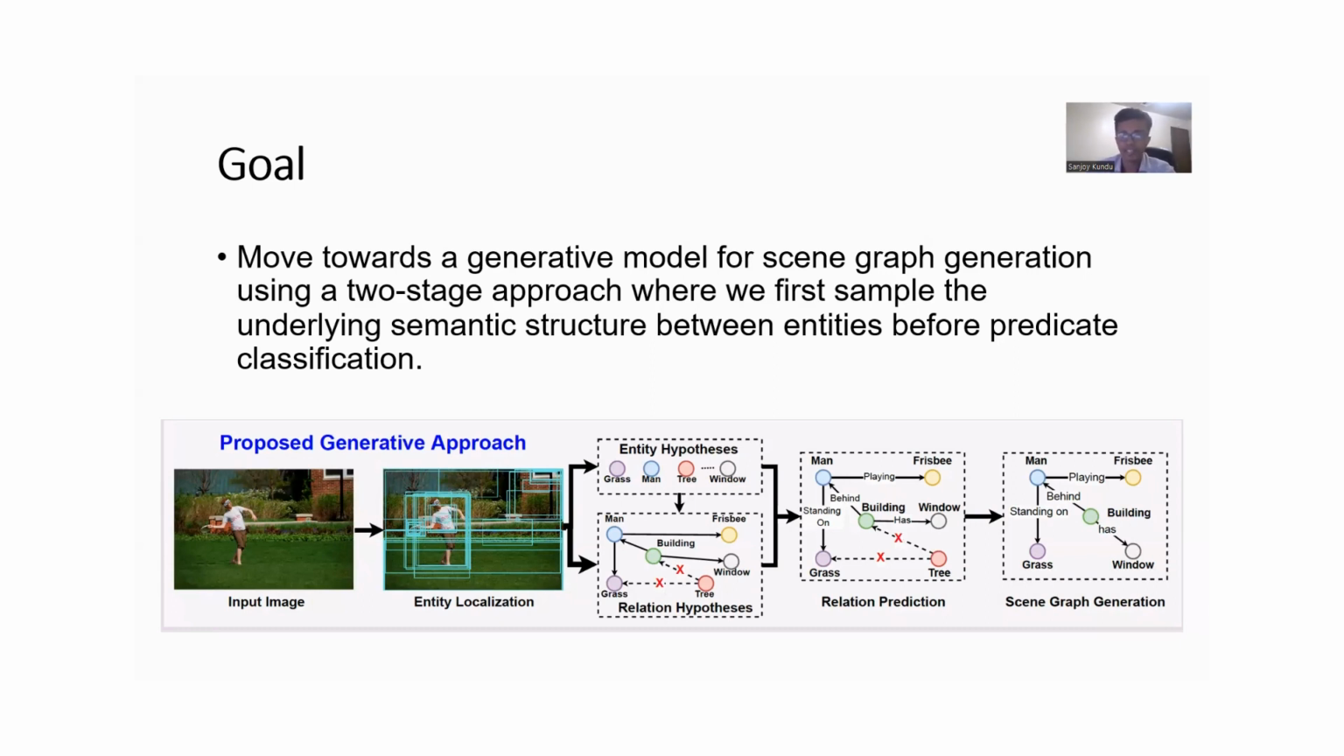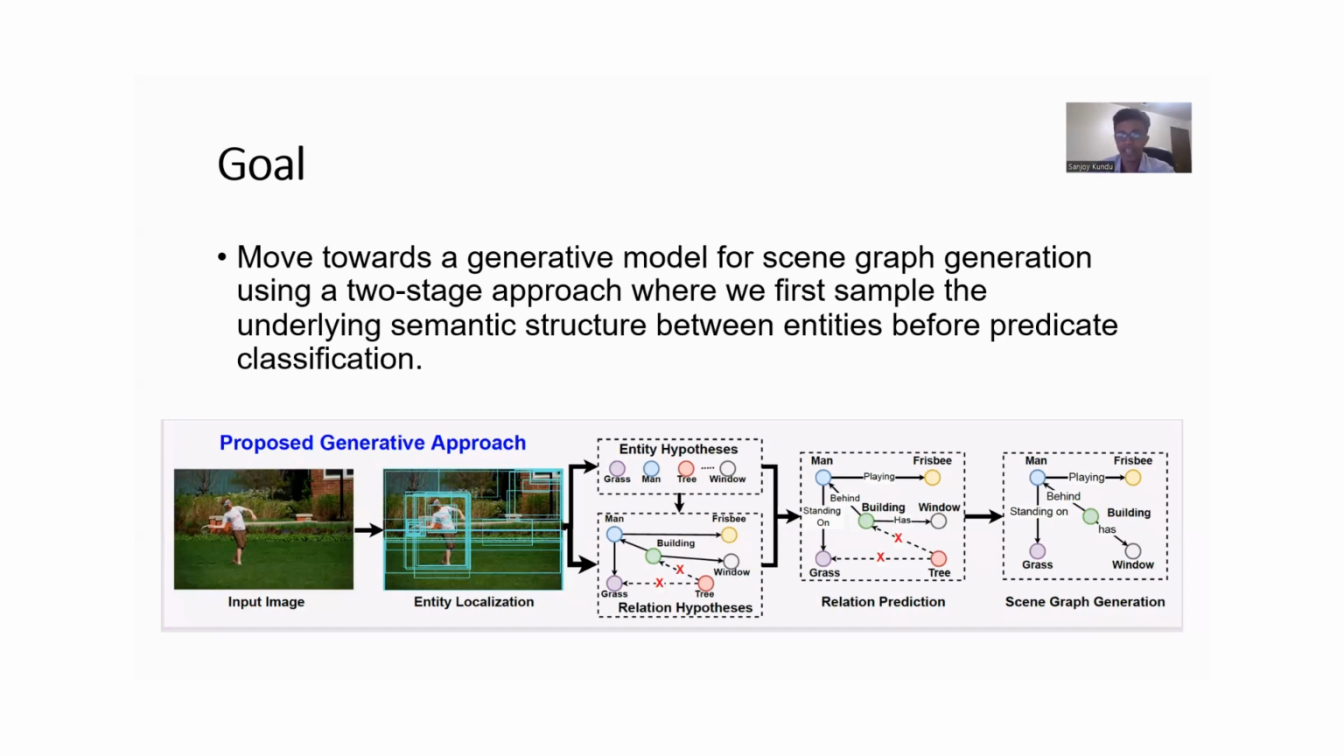Instead of pruning a fully connected graph, we begin by sampling the underlying graph structure. We try to find the edges between objects that might have a meaningful relationship and discard the edges that are not likely to have one. For example, in this image, we have grass and trees as objects, and there is no relationship between them that can help to understand the scene. So in our graph sampling approach, we try to discard these edges before going to the relation prediction model.